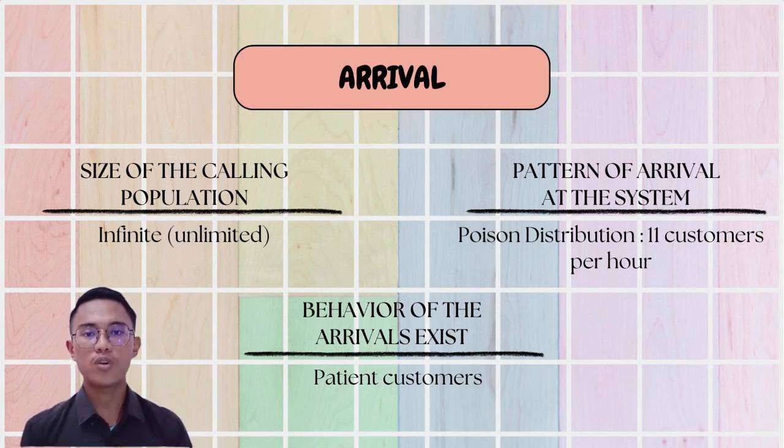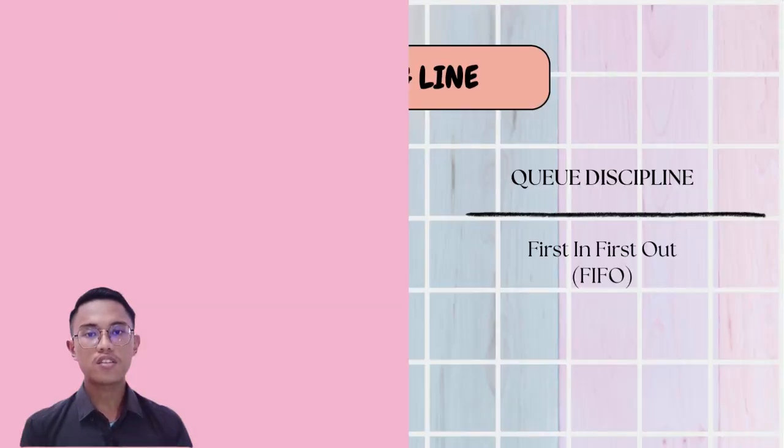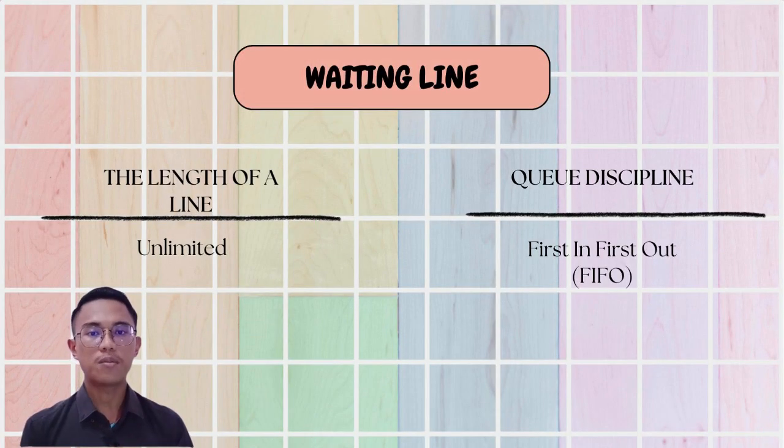The second one is waiting line. The length of the line is unlimited, while the queue discipline is first in, first out. Now, I will pass the presentation to Nur Hidayu to proceed with the next part.